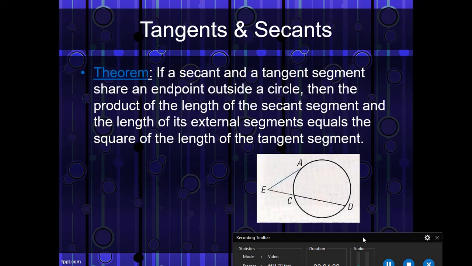In our third theorem, we're using 1 secant and 1 tangent. Remember, tangents only hit a circle in one spot. So if this is the setup that we see, we're going to take the external tangent piece and we're going to square it. And that's equal to the external secant piece times the whole secant.